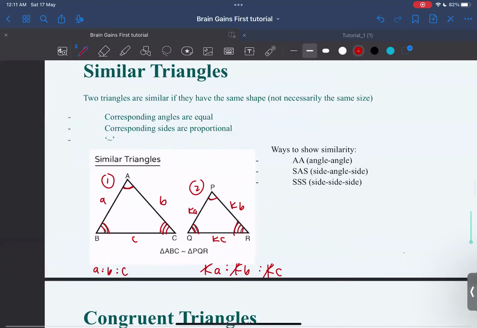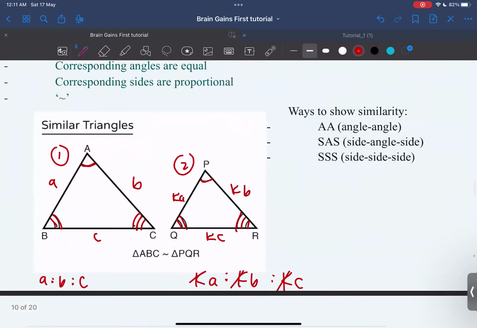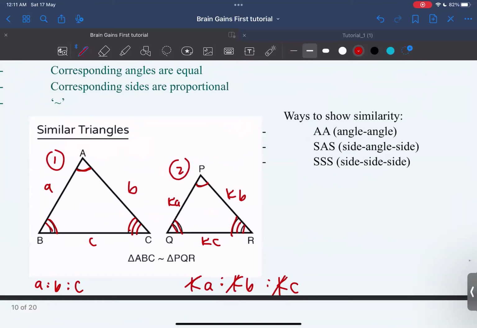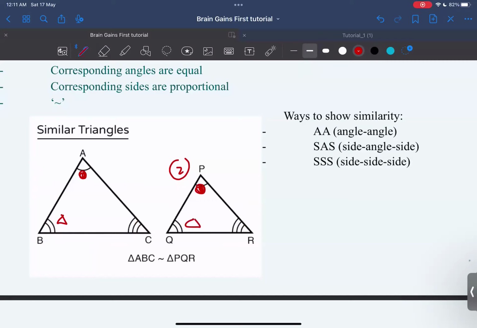Yeah. And there are several ways we can show that our two triangles are similar, and they're listed here. AA stands for angle angle. That just means if we are able to somehow prove that two corresponding angles in our separate triangles are equal, say this one and this one, we've proven they're equal, and then we also managed to prove that this one and this one are also equal, that's enough to show that these two triangles are similar.